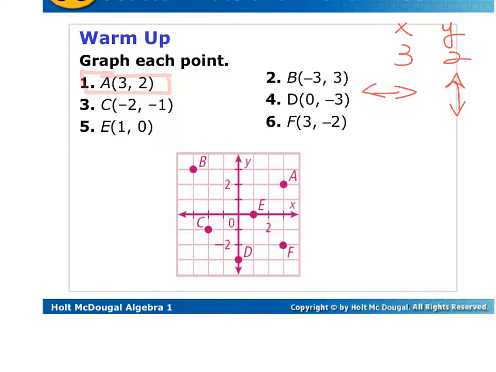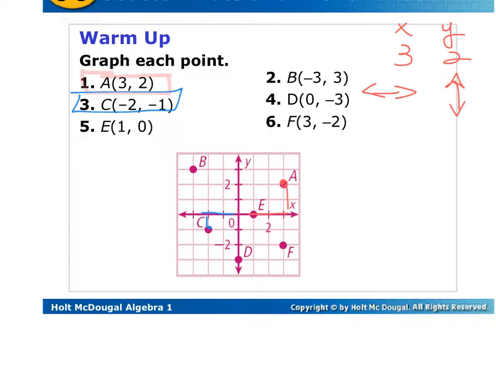So when I go to graph point A, I'm going to go over to the right 3 units, 1, 2, 3, and then I'm going to go up to place my circle or my dot and plot point A. If I were to graph the next one right below it, point C here, this would tell me I would go to the left to -2 and then down to -1 and put my dot. Everybody good with graphing ordered pairs?